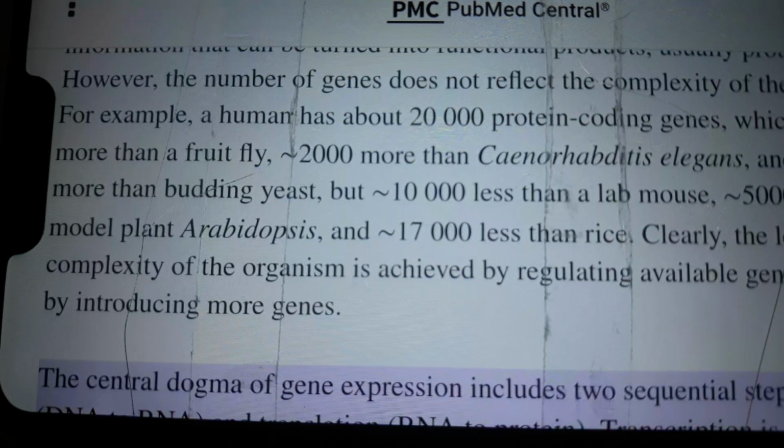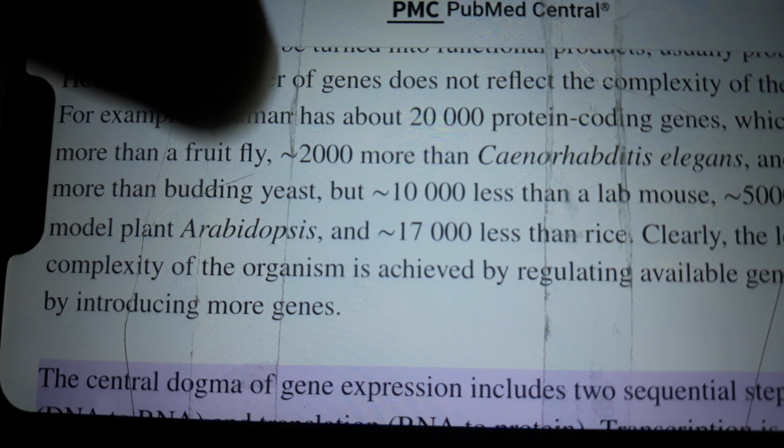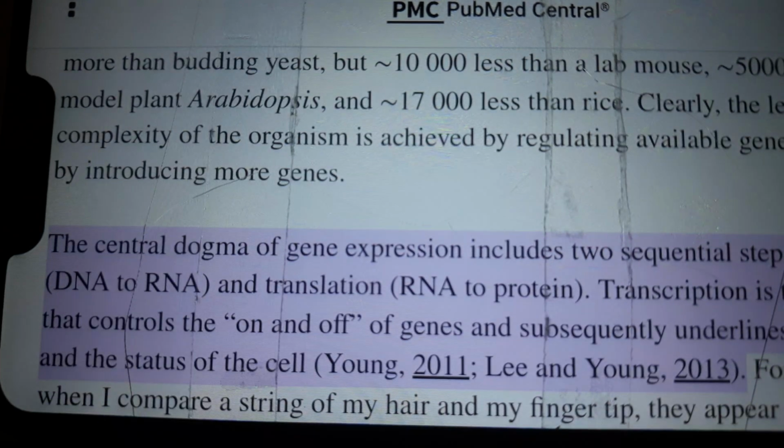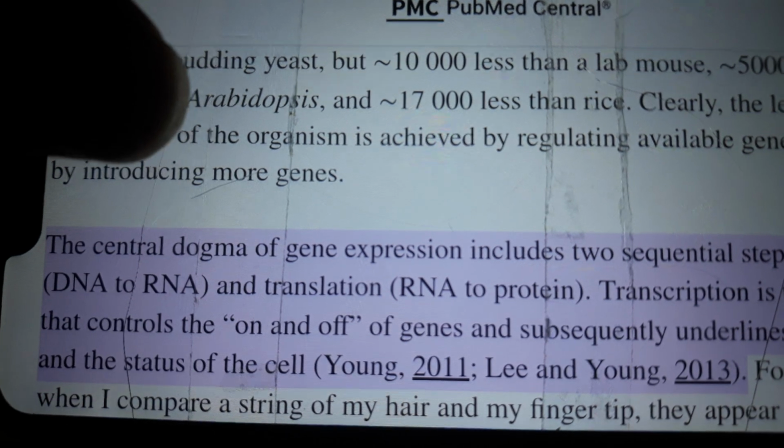For example, a human has about 20,000 protein coding genes, which is about 6,000 more than a fruit fly, 2,000 more than Caenorhabditis elegans, and 14,000 more than budding yeast, but 10,000 less than a lab mouse, 5,000 less than the model plant Arabidopsis, and 17,000 less than rice. Clearly, the level of complexity of the organism is achieved by regulating available genes, not simply by introducing more genes.